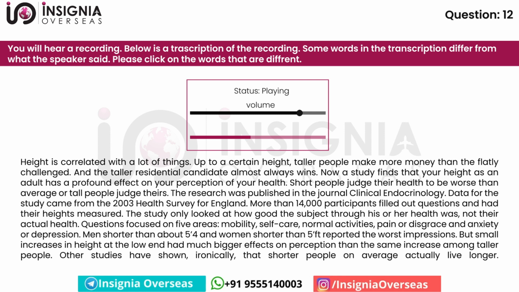More than 14,000 participants filled out questionnaires and had their heights measured. The study only looked at how good the subject thought his or her health was, not their actual health. Questions focused on 5 areas: mobility, self-care, normal activities, pain or discomfort, and anxiety or depression. Men shorter than about 5 feet 4 inches and women shorter than 5 foot reported the worst impressions. But small increases in height at the low end had much bigger effects on perception than the same increase among taller people. Other studies have shown, ironically, that shorter people on average actually live longer.